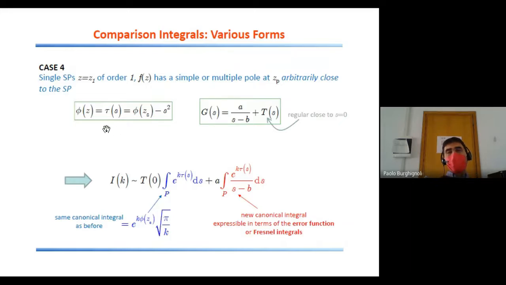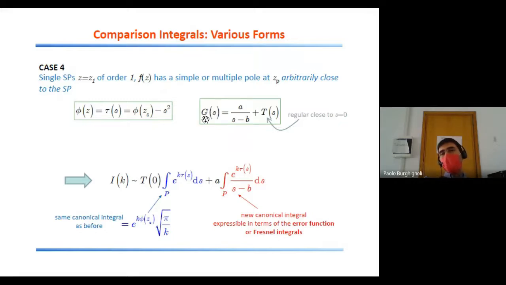Now, the mapping between z and s is given in the standard way as a second order polynomial, as in the green box on the left. However, what we need to consider carefully now is the function g, because inside the function g we will have our offending pole that must be isolated.